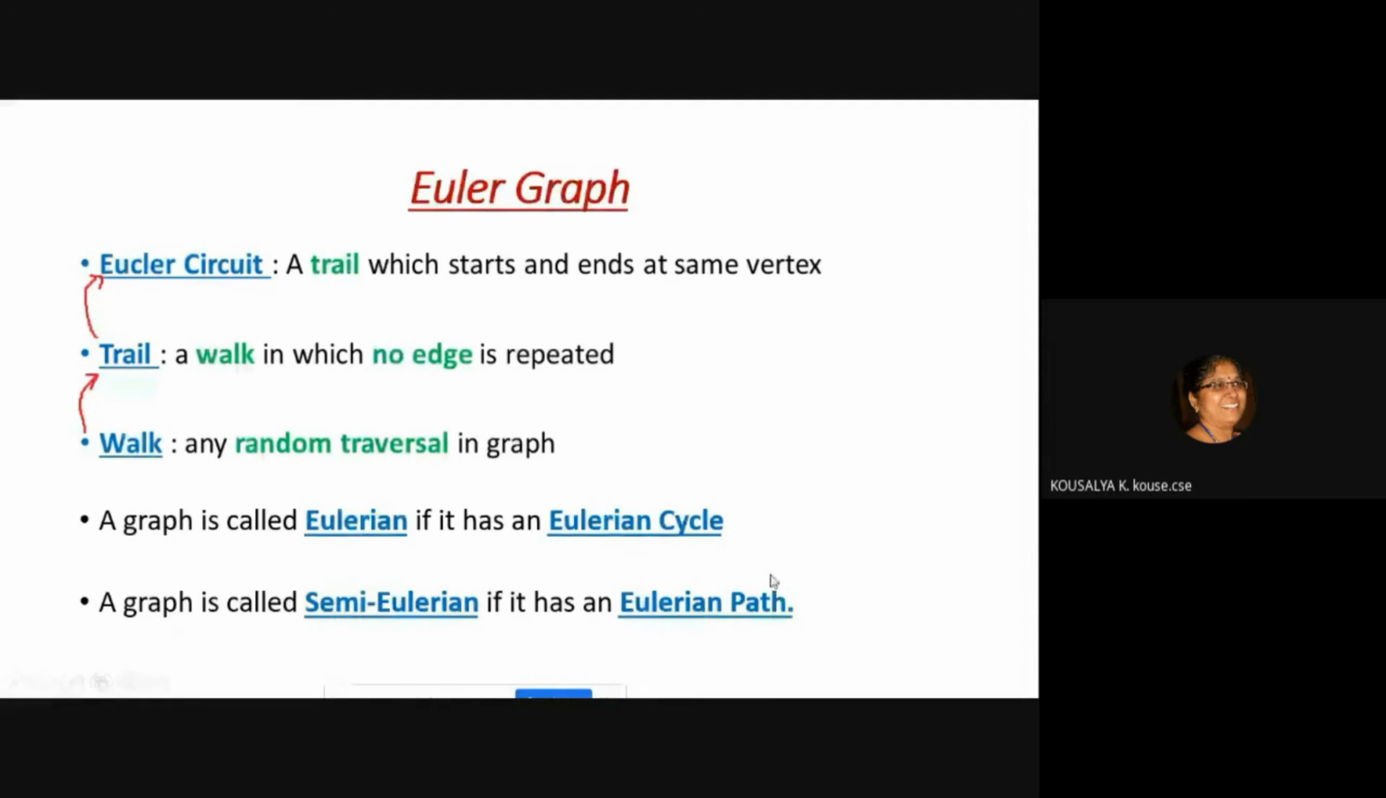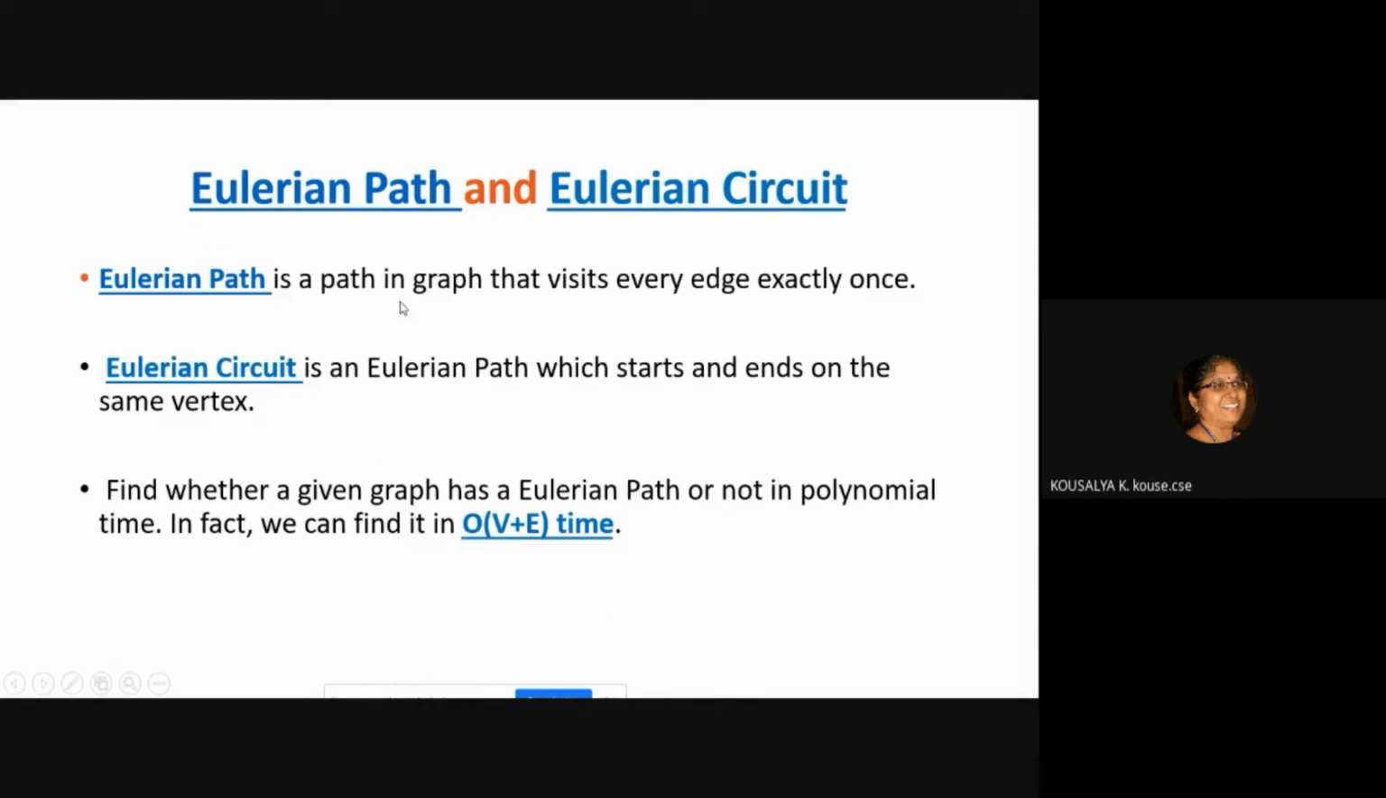Is it clear? In a graph, you have to find a traversal that starts and ends at the same vertex and visits all the edges. Then it is called an Euler circuit or Euler cycle. If your graph has an Euler circuit or Euler cycle, then the graph is called an Euler graph. Semi-Euler means it contains only an Euler path, not a cycle. Then it is called semi-Euler. An Euler path is a path in a graph that visits every edge exactly once. An Euler circuit means the path starts and ends on the same vertex.